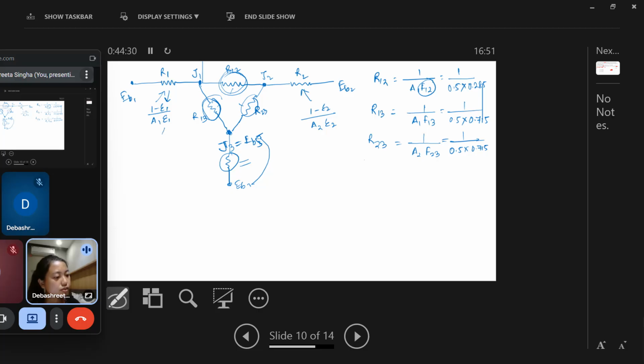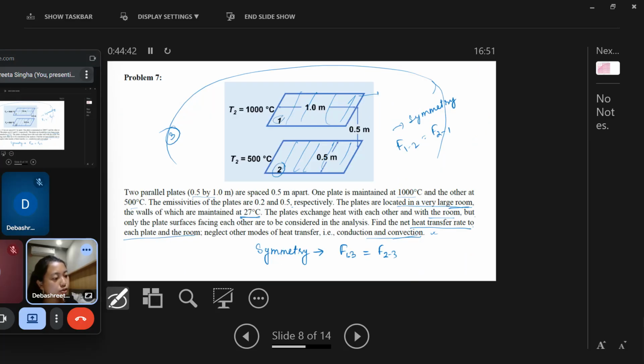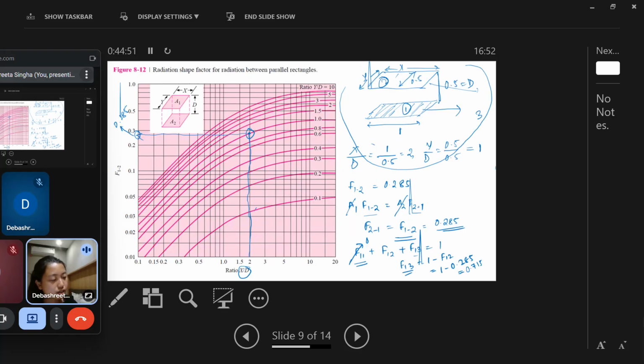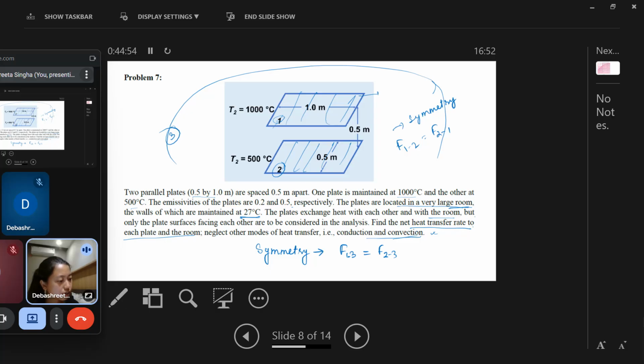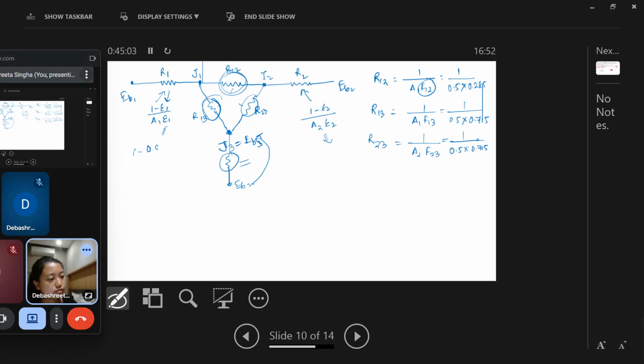Now next we have two more resistances. This is 1 minus epsilon. Epsilon is given here. Remember that we consider the below surface as 1, but it's given as 2. Anyway, you can ignore this and make your own notations also. Since we have been considering the below one as 1, the below one is having 0.5 emissivity and the upper one is 0.2. This is 1 minus 0.2.